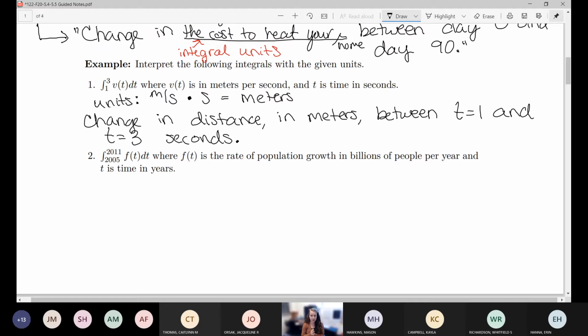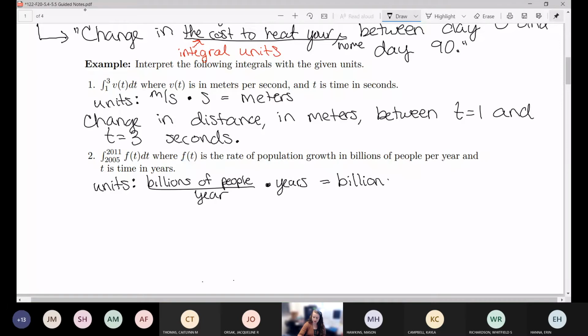For this next one, we're going from 2005 to 2011 of f of t dt, where f of t is a rate of population growth in millions of people per year, and t is in time in years. So let's talk about units first. So we need the units of f of t, which is in billions of people per year, multiplied by the units of t, which is just years. Those years essentially cancel each other out. And so the units of this integral are just going to be in billions of people.